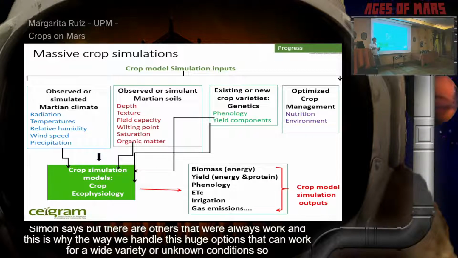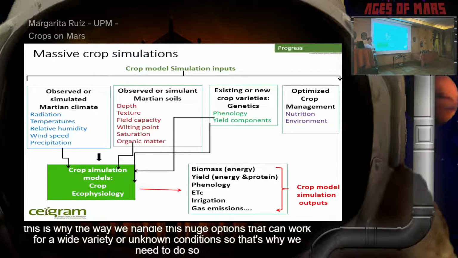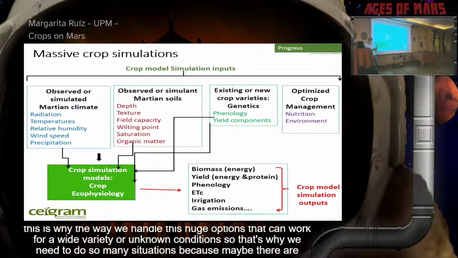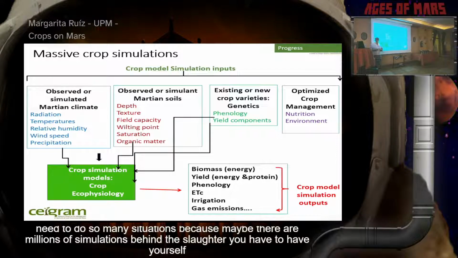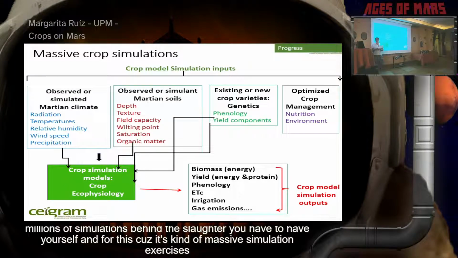So that's why we need to do so many simulations, because maybe there are 500,000 simulations behind this plot that you have just seen. And for this kind of massive simulation exercise, we have these simulation inputs in terms of climate.